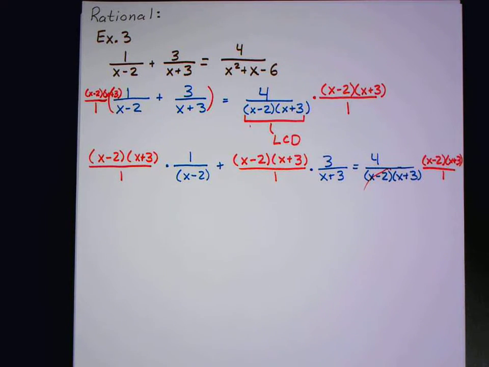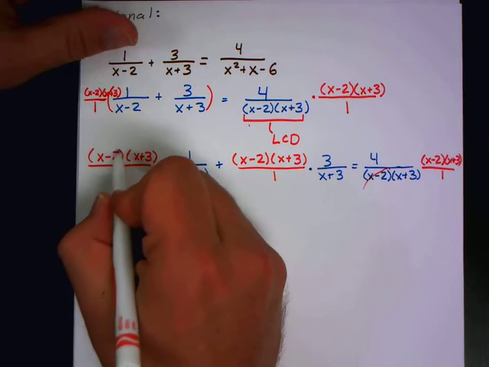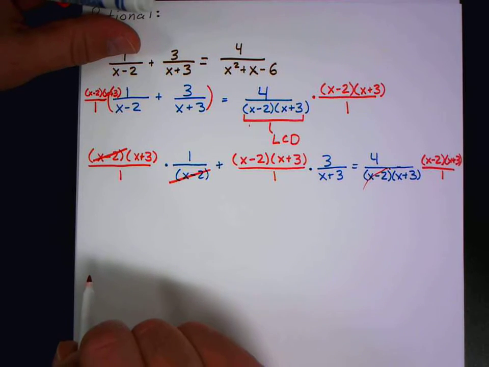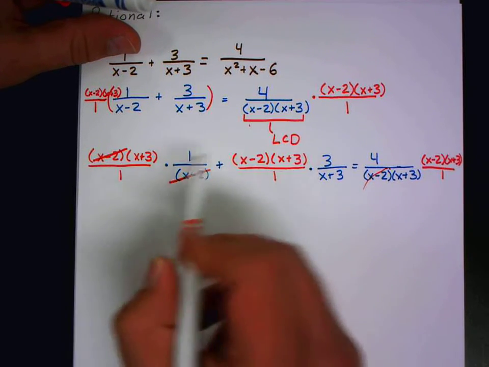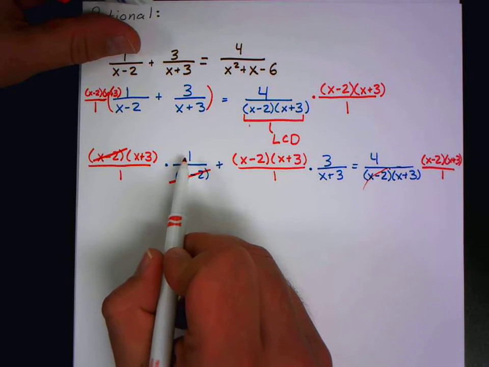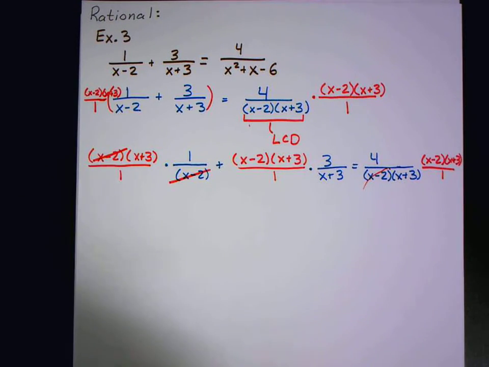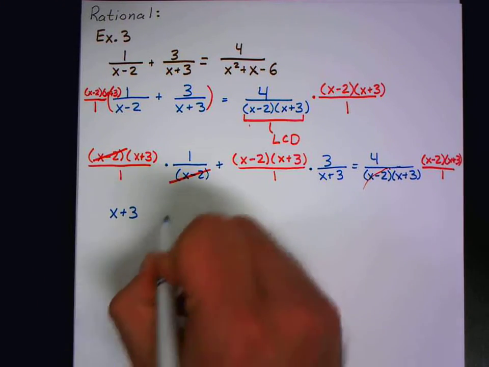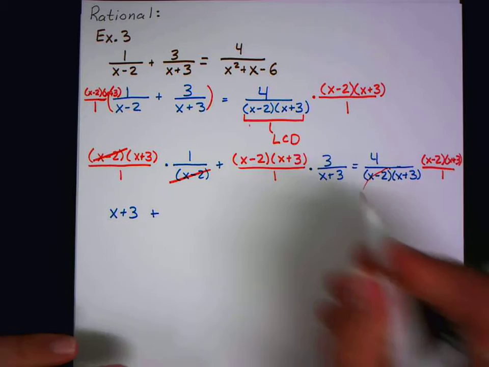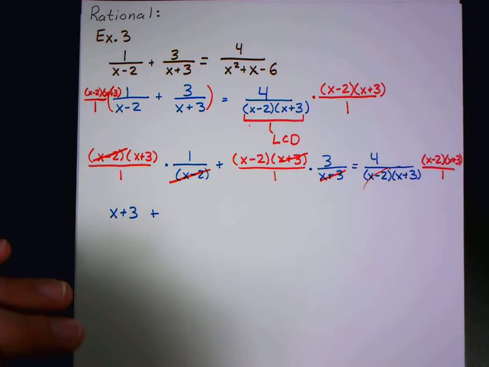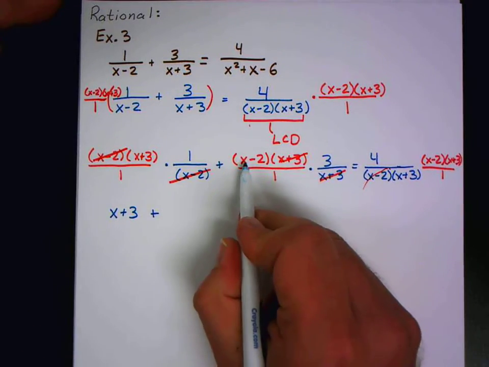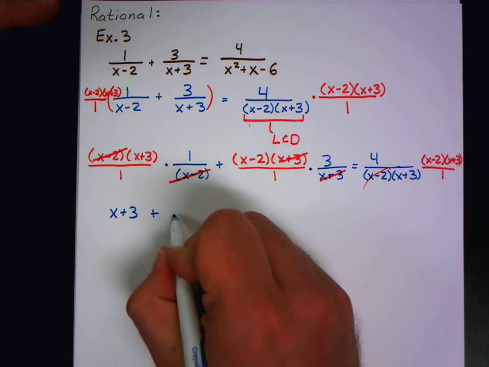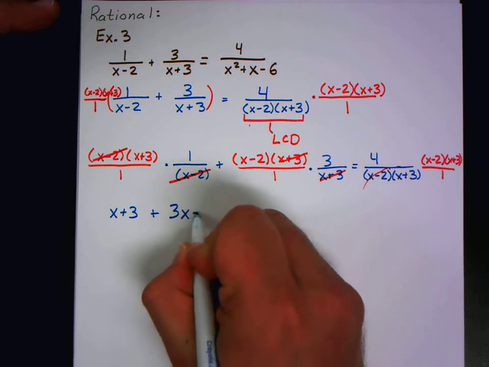I took the lowest common denominator, and I'm multiplying everything by that. What that does is get rid of my fractions. Because over here, my x minus 2's cancel out. So all I'm left with is x plus 3 times 1, so I simply have x plus 3. Over here, my x plus 3 cancels out with my x plus 3, so all I have is x minus 2 times 3. So that's 3x minus 6.